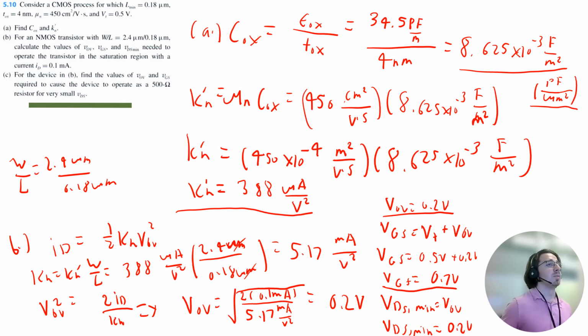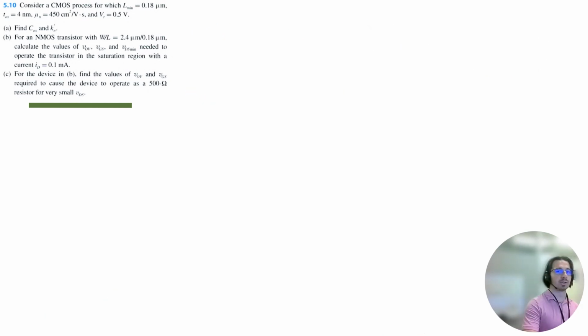Okay, let me erase some of this and then we'll solve for part C. I went ahead and just made a new slide for part C. So let's get started. Pen ready? For the device in part B, find the values of V overdrive and V from gate to source required to cause the device to operate as a 500 ohm resistor for a very small voltage from drain to source.